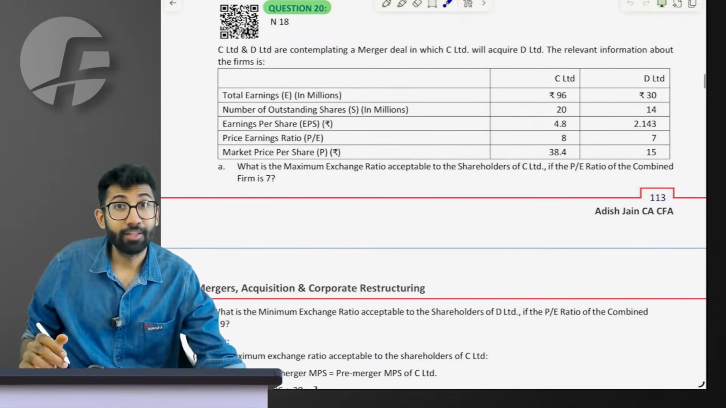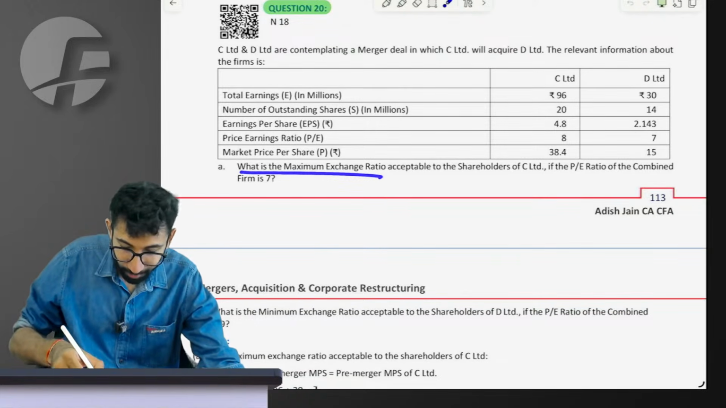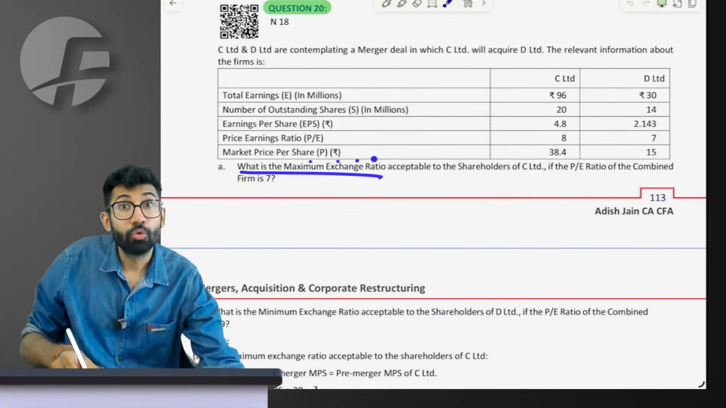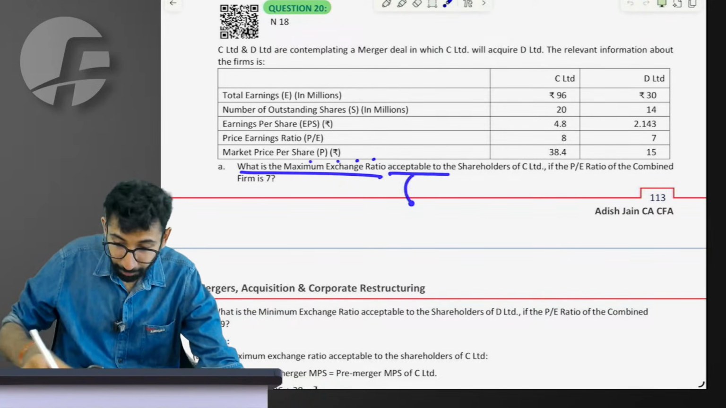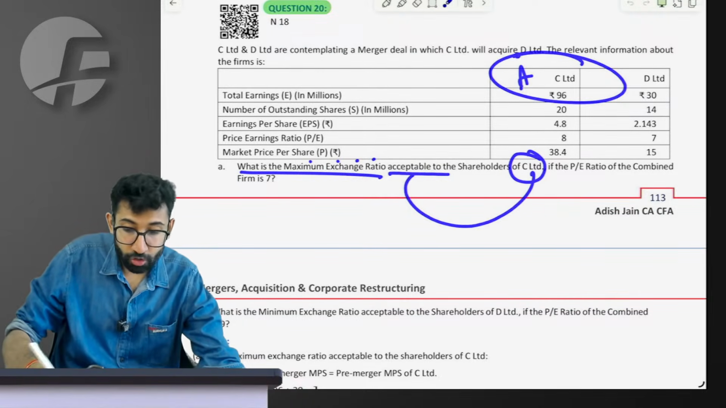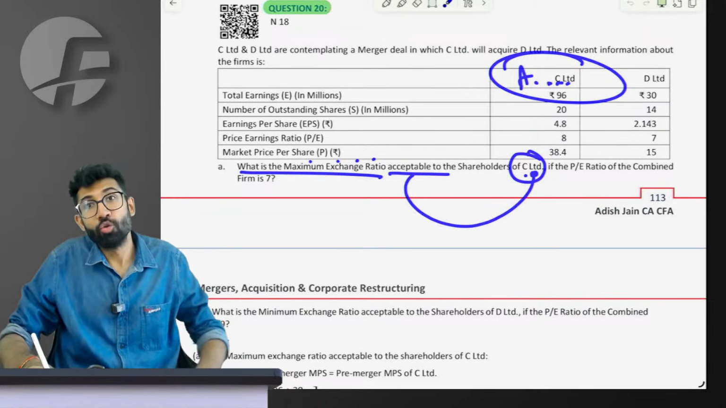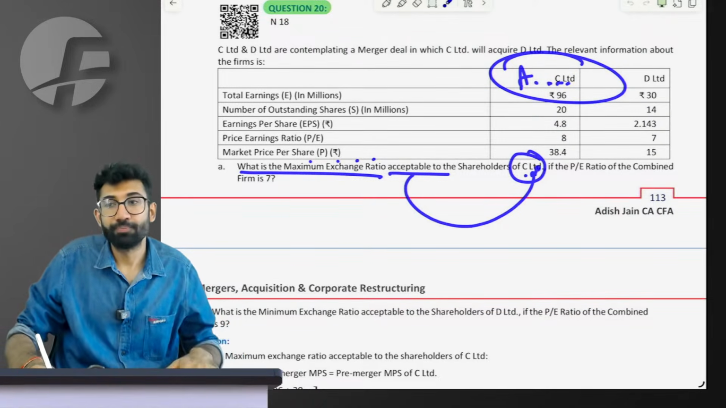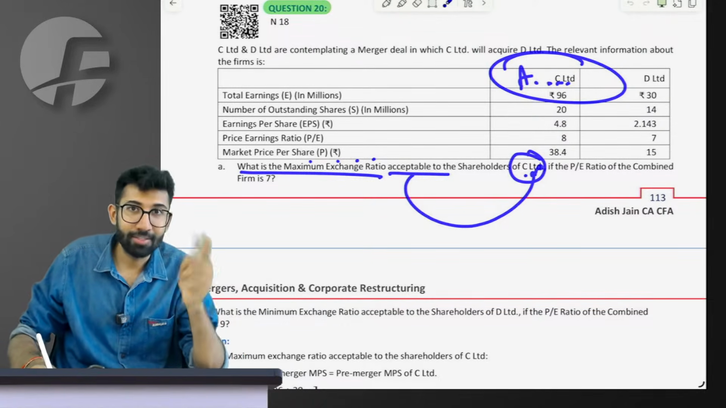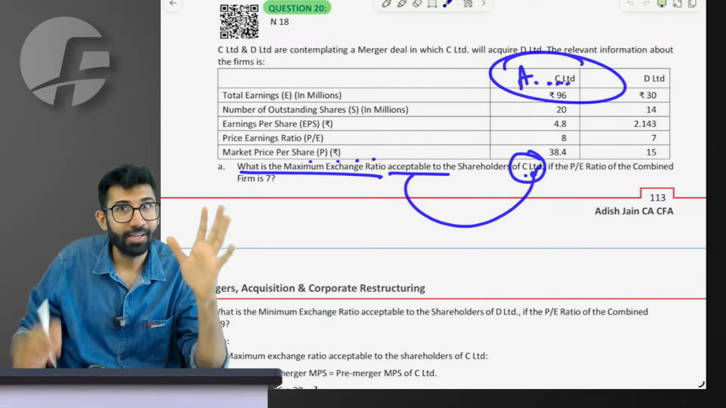Look at the first part of this question. What is the maximum exchange ratio? Maximum acceptable to the shareholders of C. Who tells you the maximum? The acquirer, C, tells you the maximum. And there is a confusion now. Please understand my confusion. I will answer it, but please understand the confusion at least.